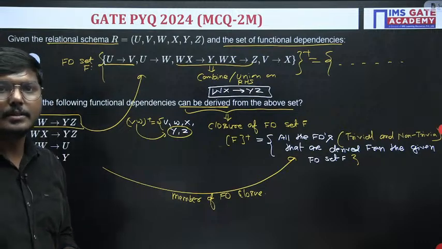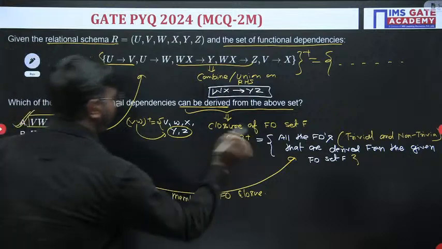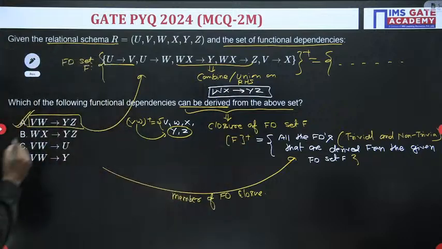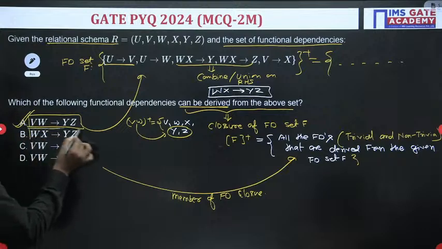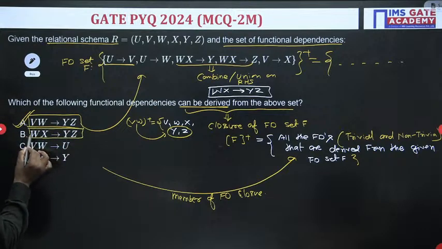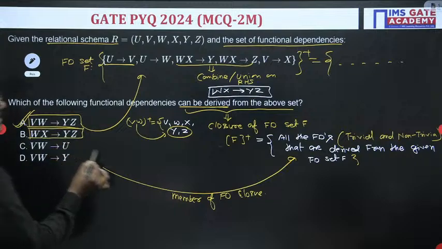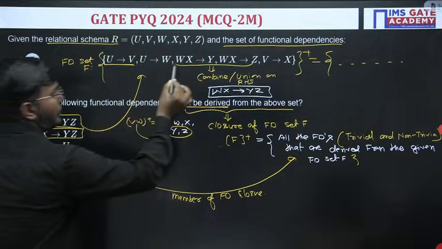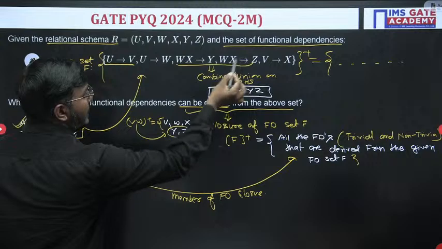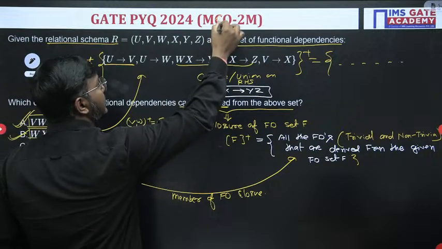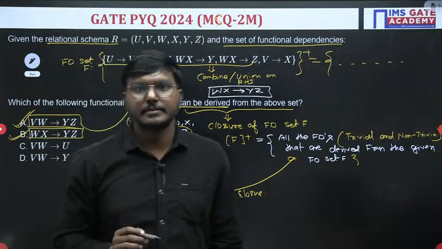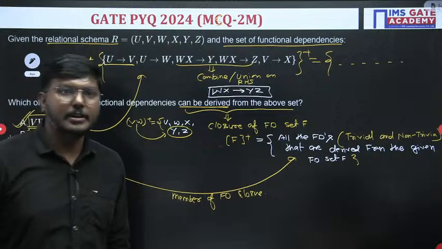Okay, fine. Now see the second option. It says W and X determining YZ. This WX determining YZ is clearly a member, because if I combine these two, then definitely I can get this directly. So this B is also the right option, which means the question is an MSQ. This is the MSQ question.